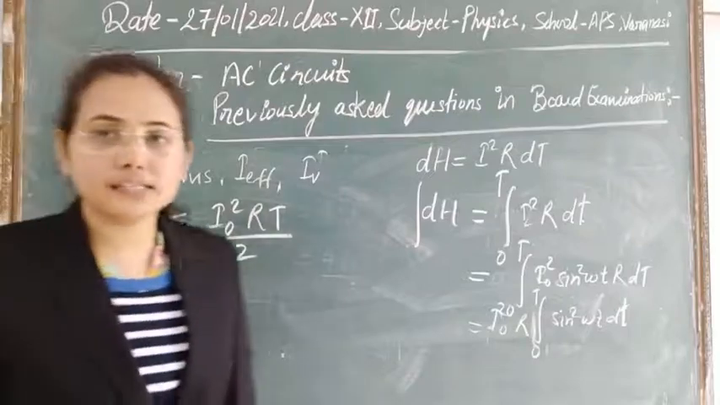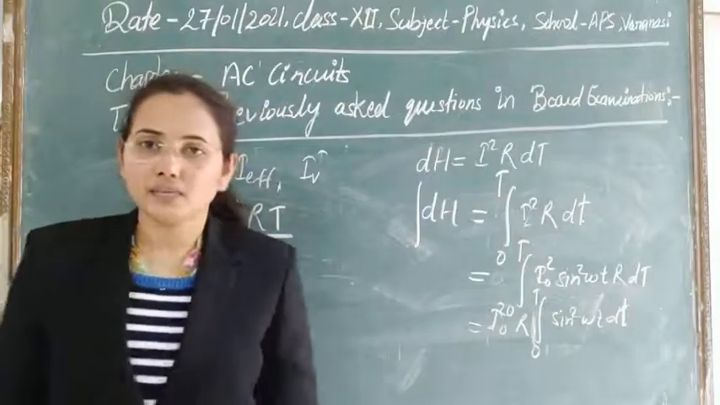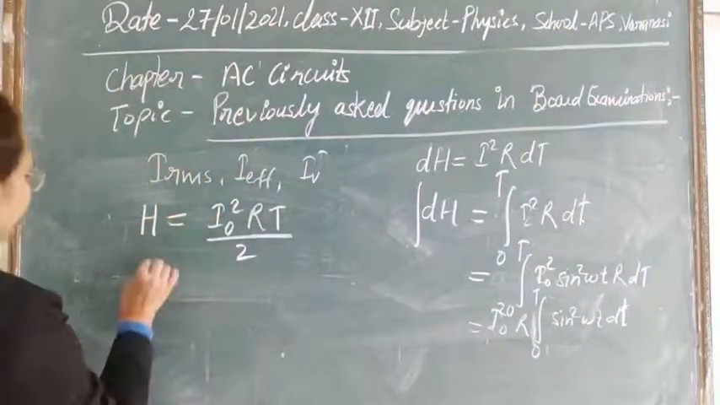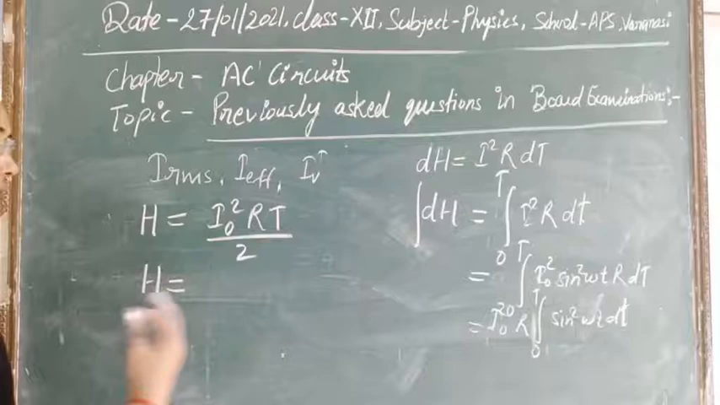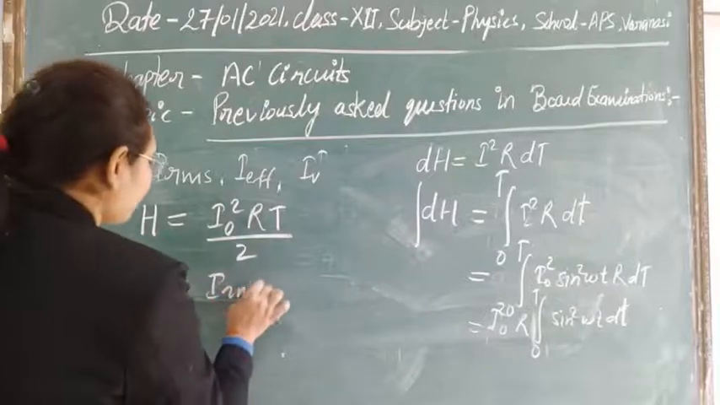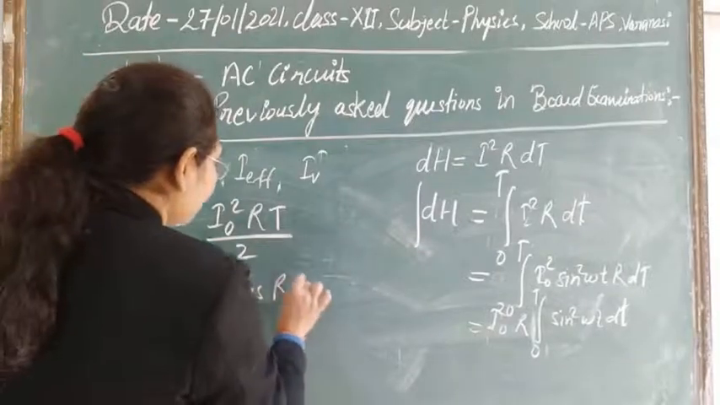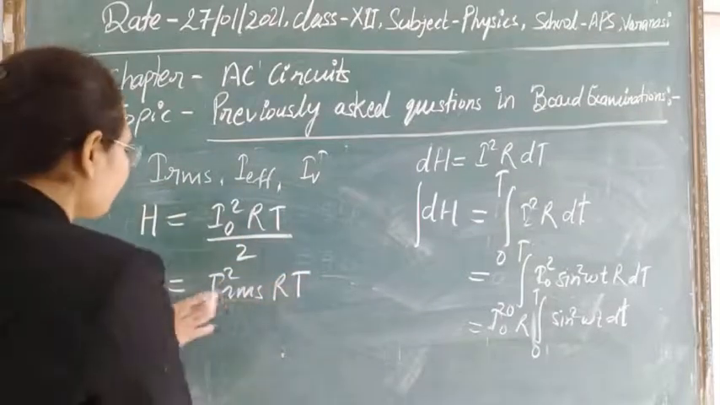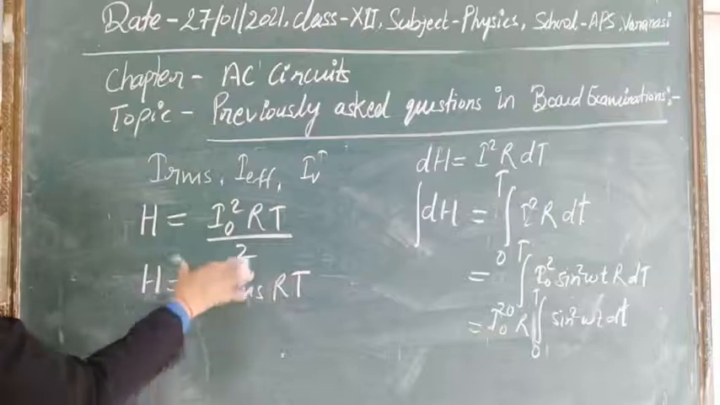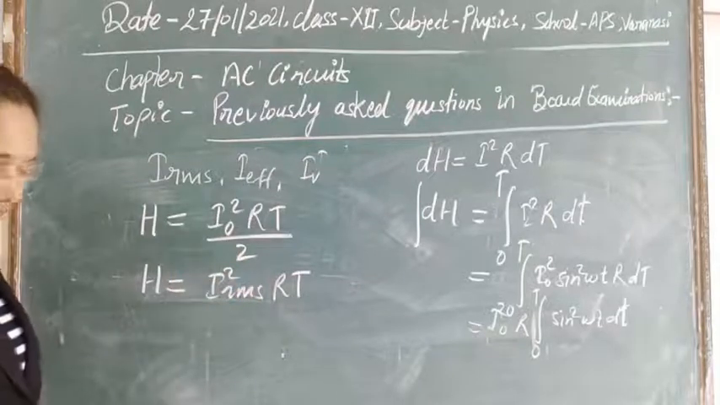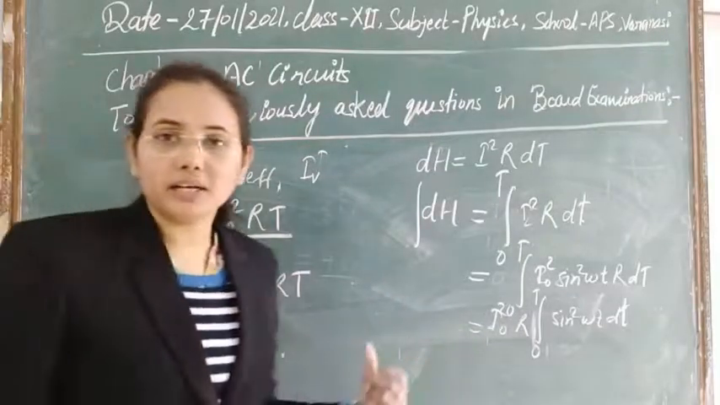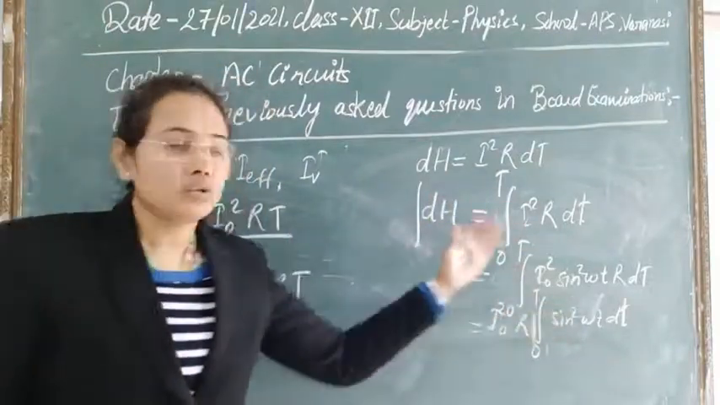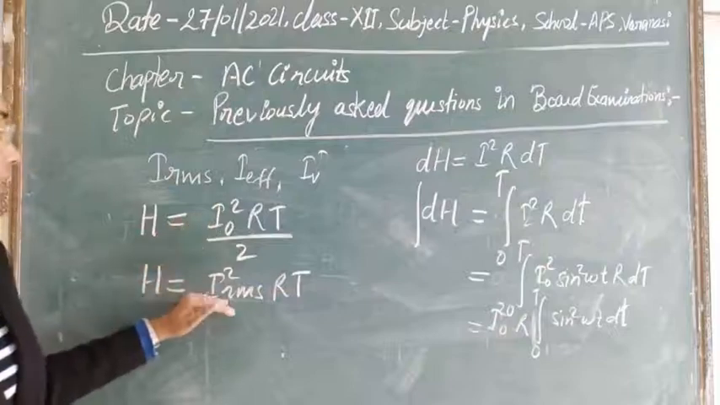And again, if the IRMS current is flowing in the circuit over the full cycle, we can calculate the heat production through that current. This will be equal to IRMS square R T. Means over the complete cycle, over one time period, what is the heat production in the system. So both things are the same. One we have taken by the direct concept, and one by derivation in this way. So these two are equal.